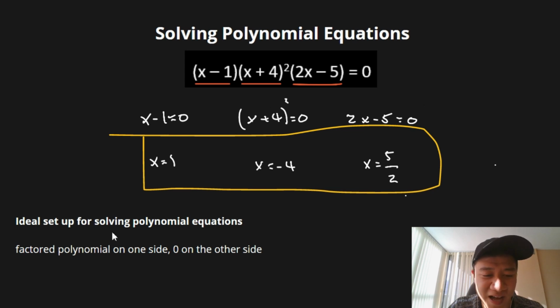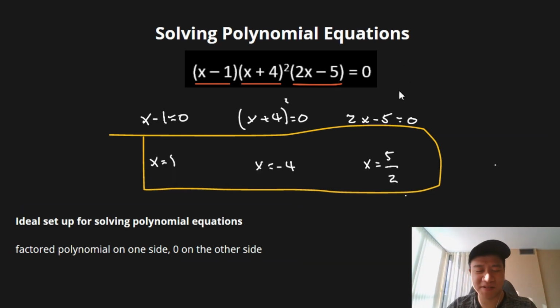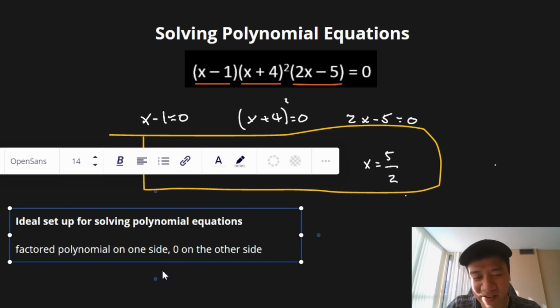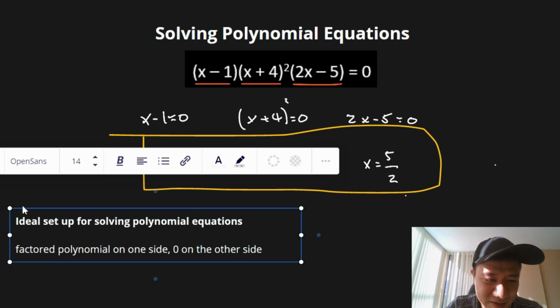If we don't have something that looks like this, a factored polynomial on one side and 0 on the other, then we have to manipulate our equation using algebra and long division to be able to do so. So for the next example, we're going to take an example that doesn't look like this, something that's not factored, and we're going to solve it by knowing that this is our ideal setup, and taking the steps necessary to create it.